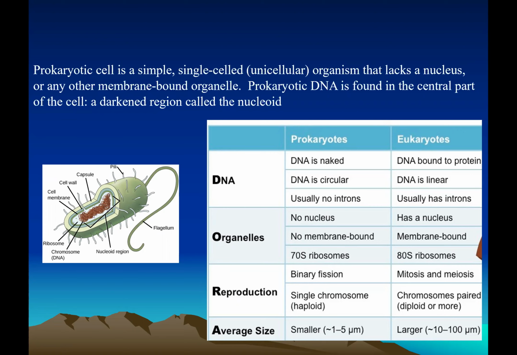The ribosomes, which are protein factories, their size will vary in both of them. In prokaryotes, it's called sedimentation coefficient. It is 70S. It's a little smaller, whereas it's 80S in eukaryotes. Eukaryotic cells will have a lot of membrane-bound organelles, which is absent in the prokaryotic cell.